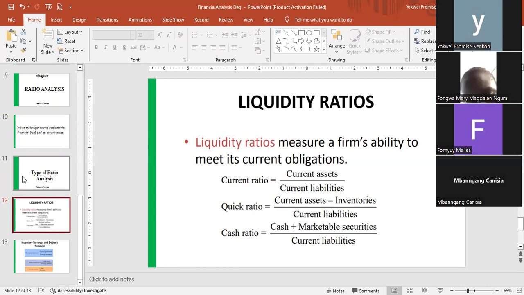It is the comparison of our current assets to current liabilities. That's why it is determined using the formula displayed on our screen: current assets over current liabilities. If we have a very high current ratio, it proves that there is an inadequate employment of funds.